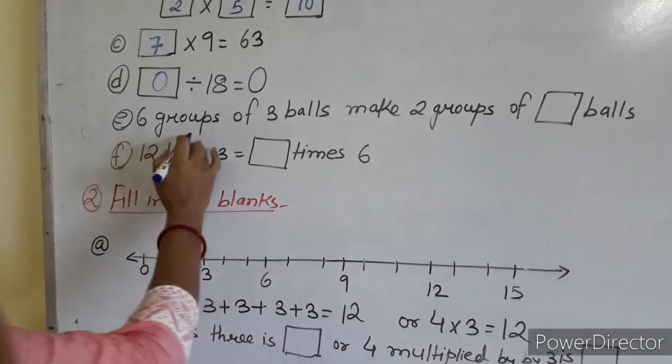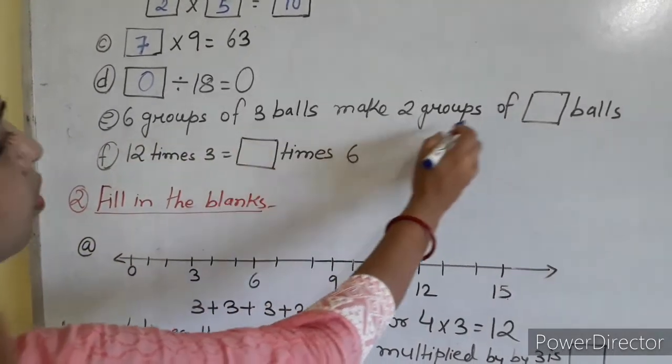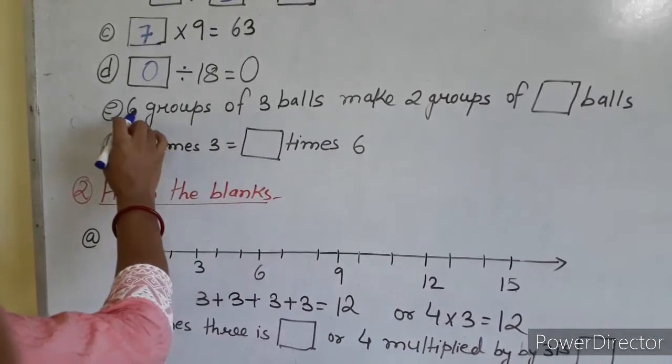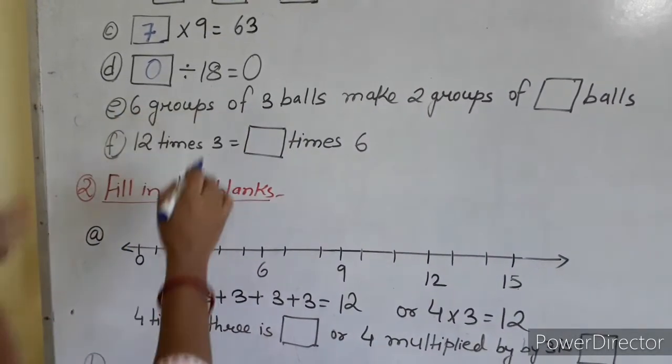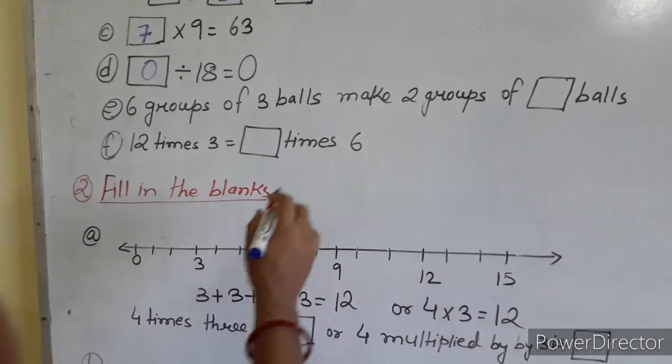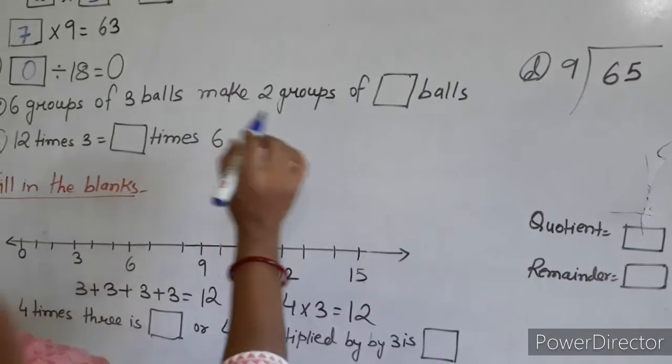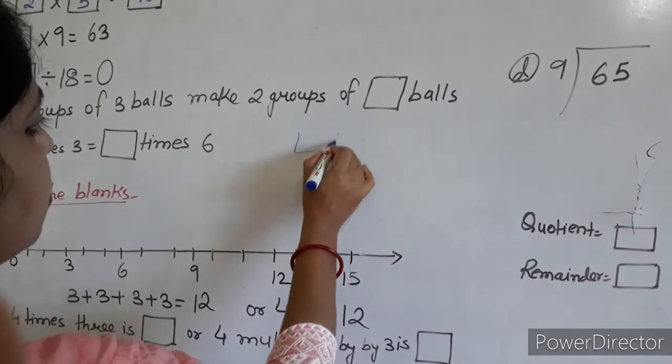Number E. 6 groups of 3 balls make dash groups of balls. Here 6 groups of 3 balls means the number of groups is 6 and in each group 3 balls are there. I will just show you.